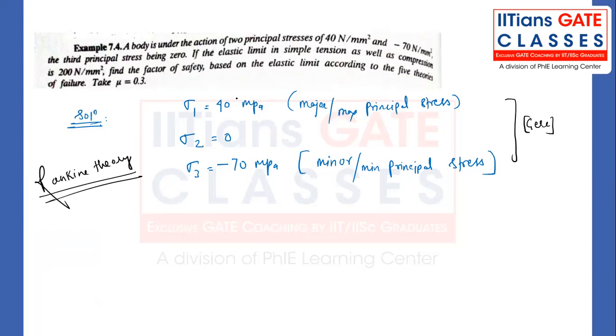So, what is given according to the problem? The elastic limit in simple tension as well as compression is this much. The factor of safety and the Poisson's ratio are also given. We need to find the factor of safety according to the first theory of failure, that is Rankine's theory. What is Rankine's theory, and how can we find it?